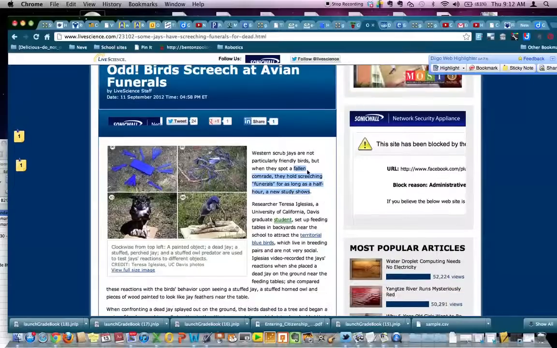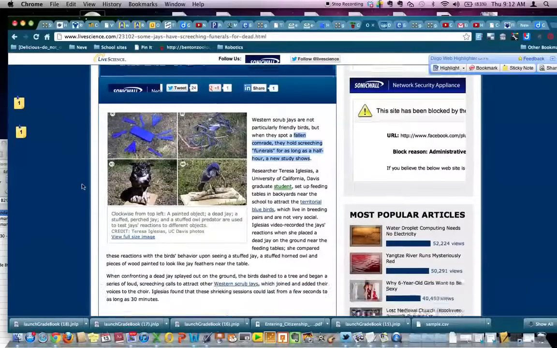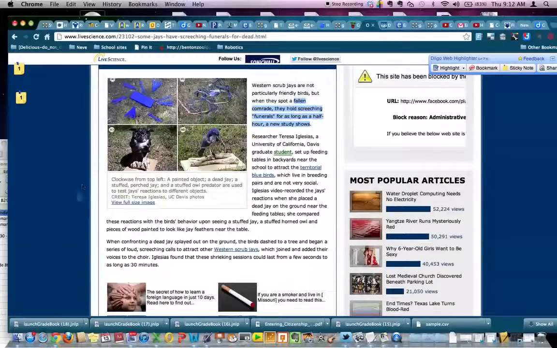And then you can actually see the little sticky off to the side. And you can reply to other people's sticky notes as well. So if one of you had written this post and wanted to reply to me, we could do that pretty easily. So when confronting a dead jay splayed on the ground, the bird dashed to a tree and began a series of loud screeching calls to attract other western scrub jays, which joined and added their voices to the choir. So I'm going to stop with this article so you potentially get the idea, but that's kind of how Diigo works.